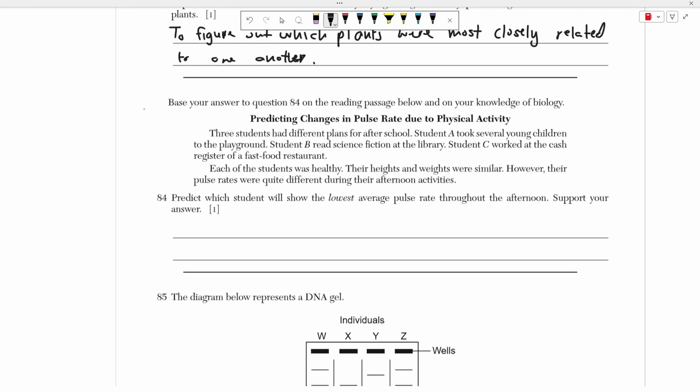It's a physical activity. So student A is pretty active. Student C is working at a cash register. He's at work. He is taking orders. He's walking around. That's also, he's active. But student B, all he's doing is just sitting down.